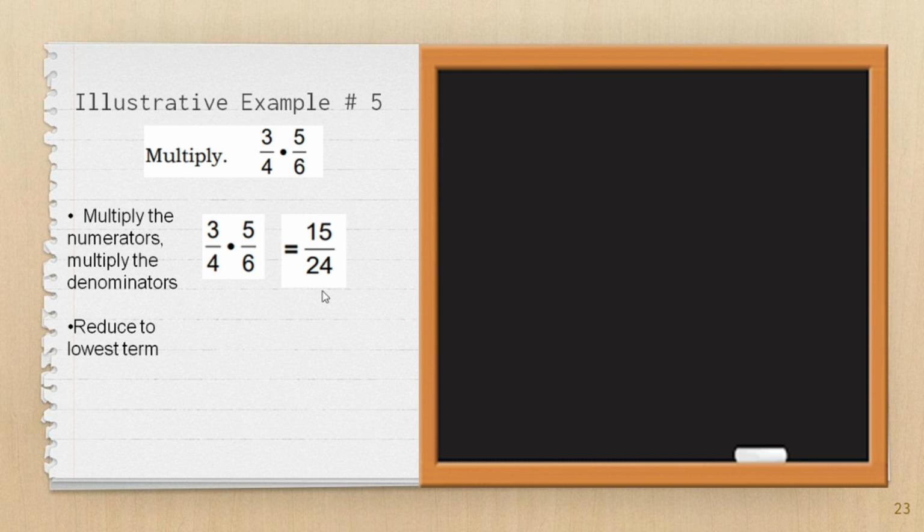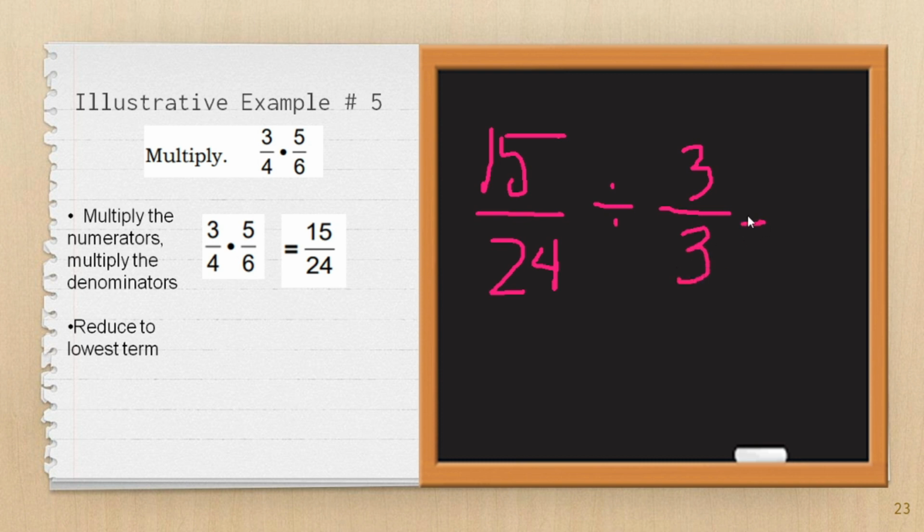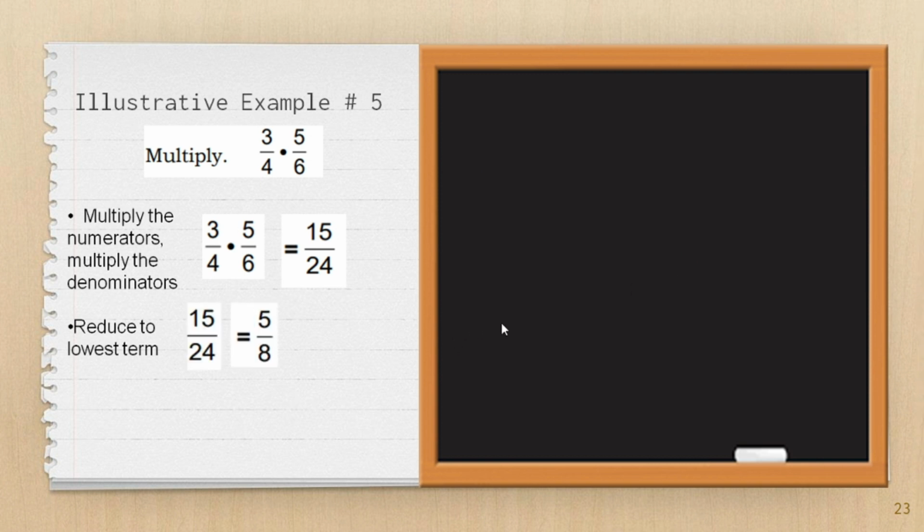But we can still reduce this to lowest term. Ang 15 over 24, we can still divide this saan? Saang number? Sa 3. Pwede pa natin i-divide both 15 and 24 sa 3, tama? 15 divided by 3, that's 5. And 24 divided by 3, that's 8. Therefore, we have 15 over 24 or 5 over 8. Therefore, 3 over 4 times 5 over 6 is equal to 5 over 8.